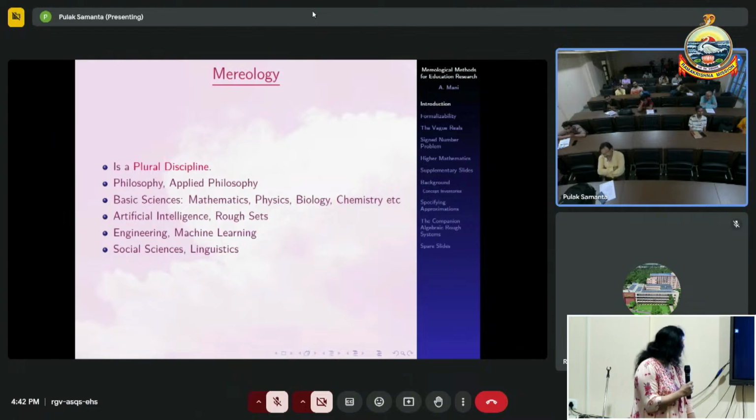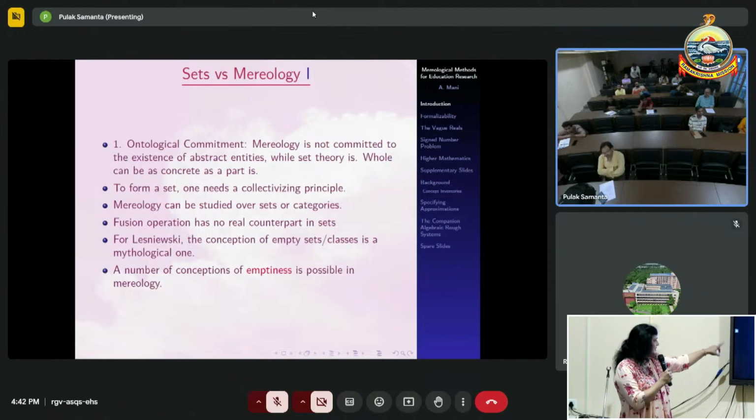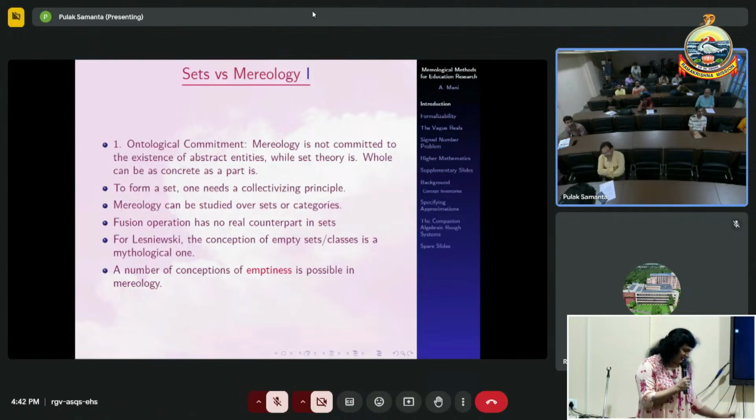All right, this I already said. This is the connection between mereology in the sense of Lesniewski and set theory. So I won't discuss this much. I'm skipping this. You are not going to show us the previous slide?